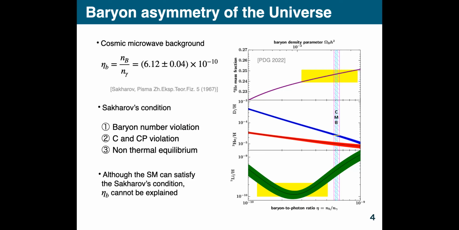These are the Sakharov conditions. The first one is baryon number violating processes. The second one is C and CP violation. And the third one is departure from thermal equilibrium. Although the standard model can satisfy the Sakharov conditions, the observed n_B cannot be explained.